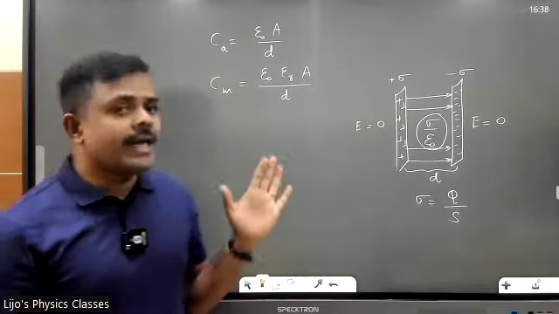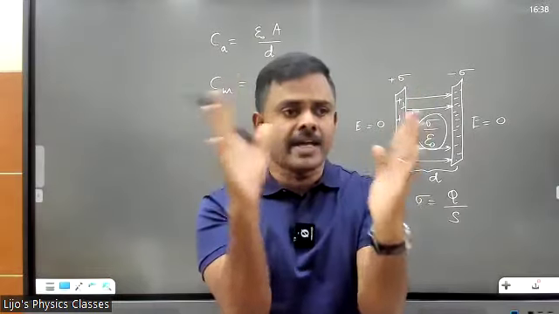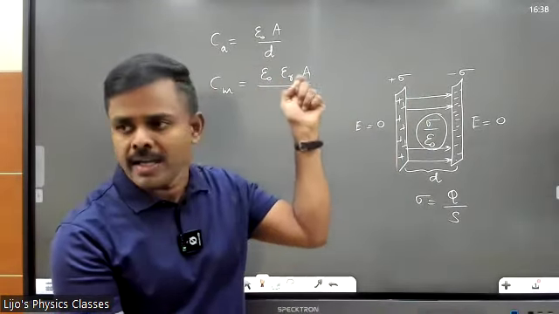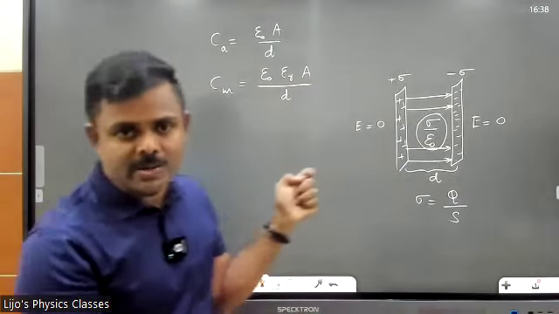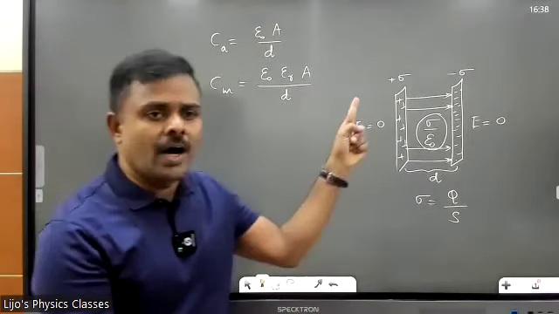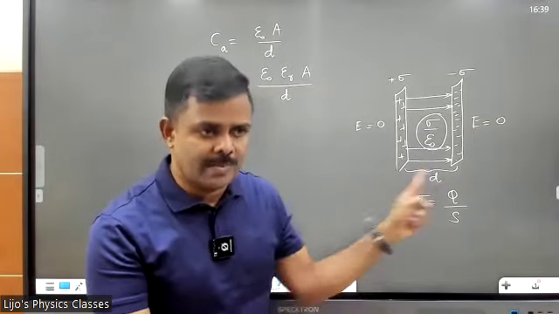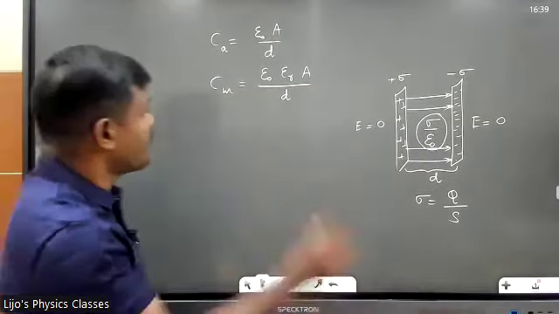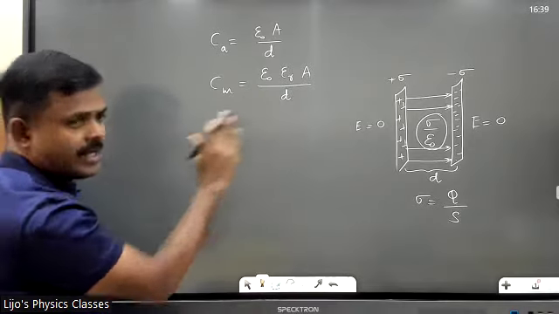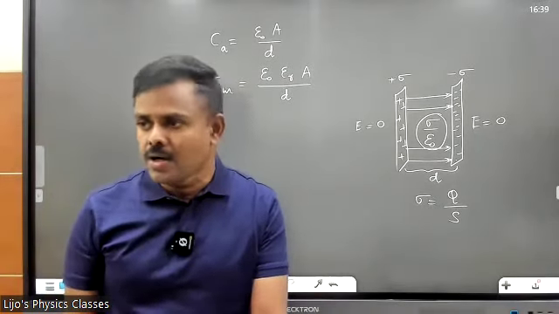One with air in between the plates. If the interior is filled with air, it is capacitance with air, which is epsilon zero A over d. What is epsilon zero? Permittivity of free space. What is A? Area of a single plate. What is small letter d? d is the separation between the plates. And if you fill it with the medium, it is epsilon zero, epsilon R A by d. Epsilon R is relative permittivity or dielectric constant.